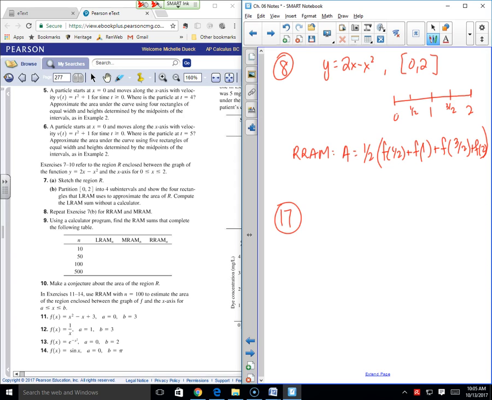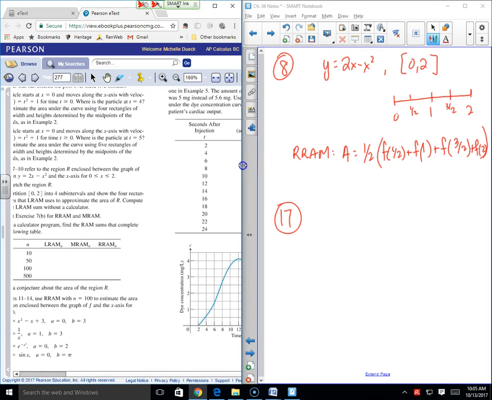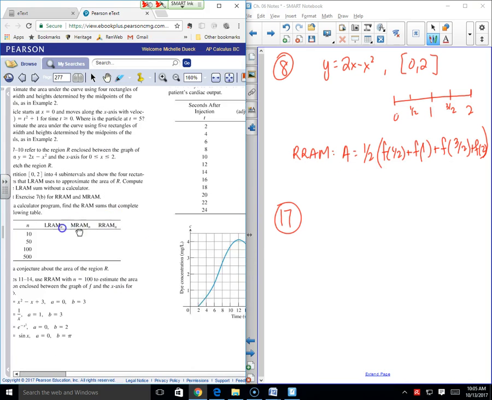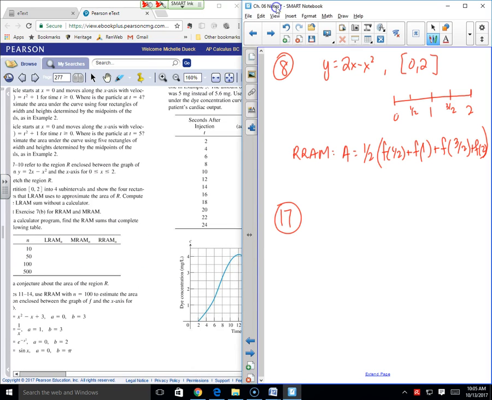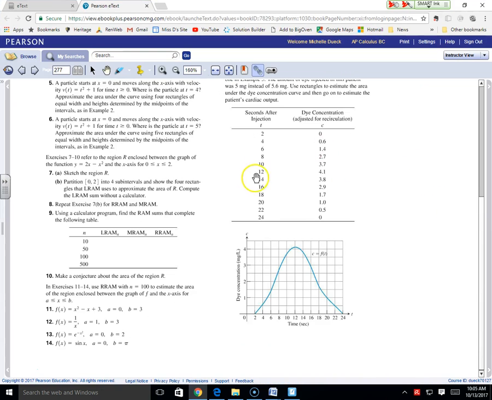Number 17, let's keep it here really quick. That was the cardiac output, right? Yeah. Are you gonna be here after school? Like right after? Okay. Oh, well that didn't work. Okay, cardiac output. I don't know why it didn't work.